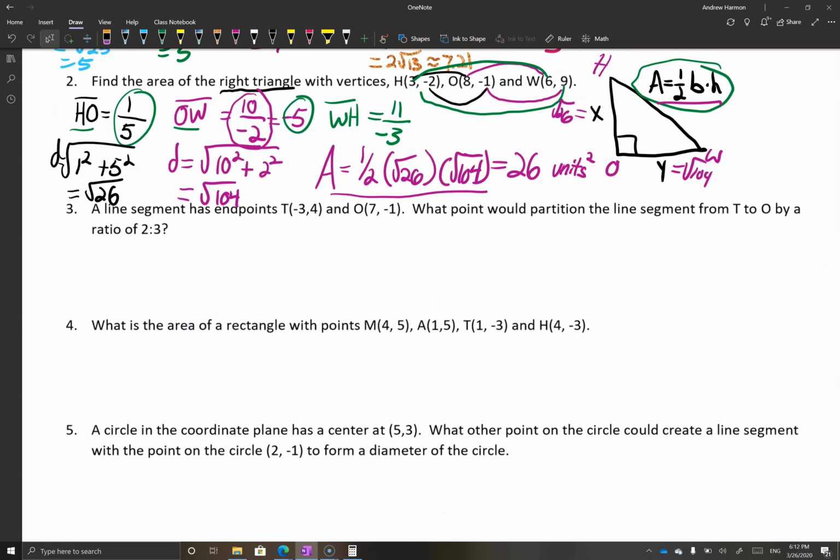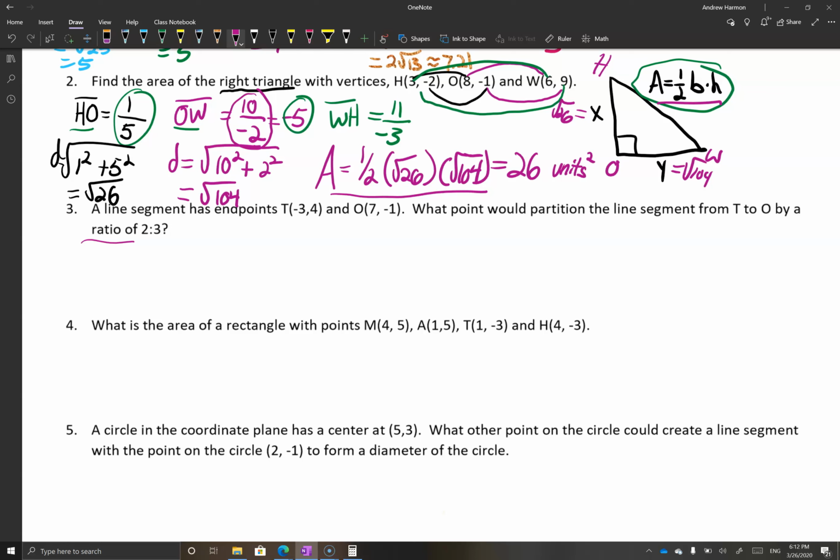Alright, number 3, a line segment has endpoints -3, 4, and 7, -1. What point would partition a line segment from T to O into a ratio of 2 to 3? Alright, so as soon as we see that ratio problem, we have to go back to that equation that we know for partitioning a line segment. And just put the numbers in.